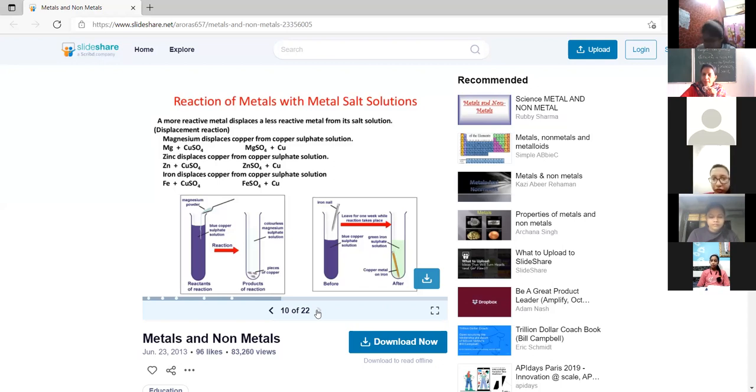You know copper is less reactive. If I reverse this reaction, like magnesium sulfate plus copper, the reaction will not take place. You may feel that the reaction will take place, but yesterday we discussed in one of your sample papers, one question was there: ferrous sulfate plus copper. So copper can't displace iron from its salt solution, because copper is a less reactive metal.